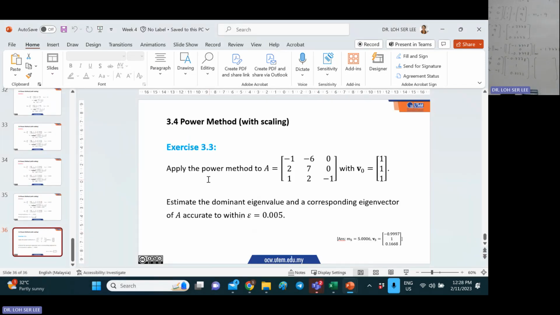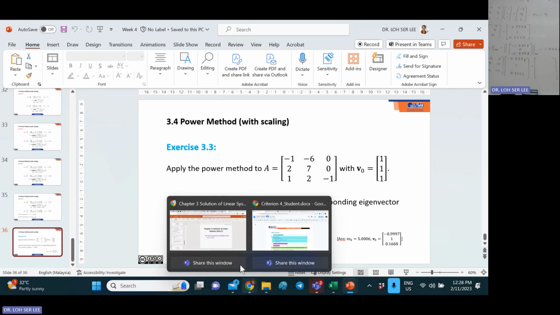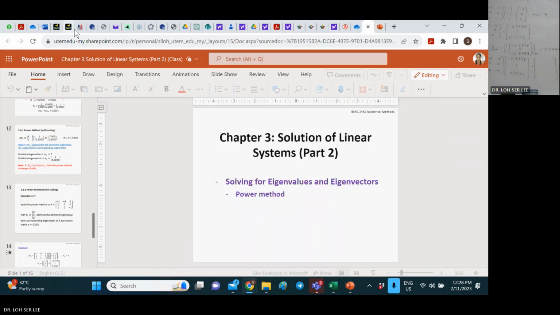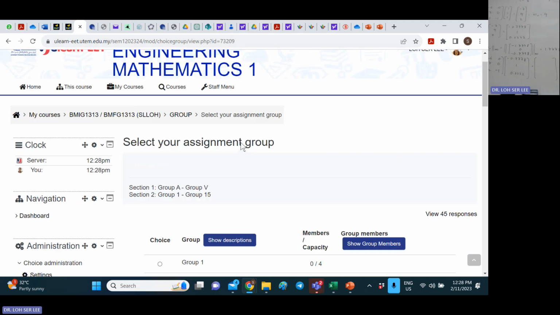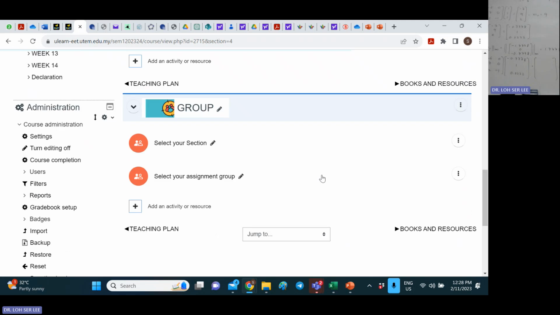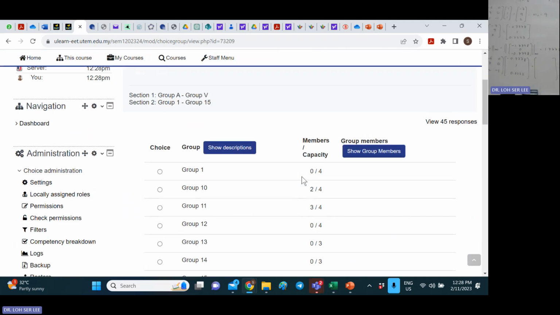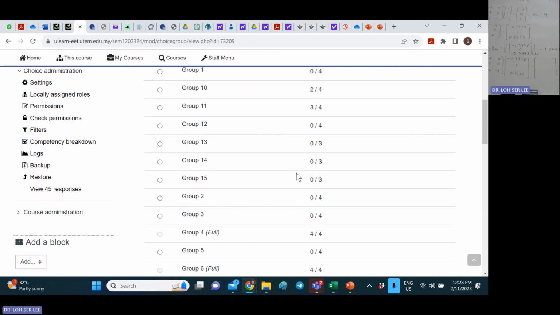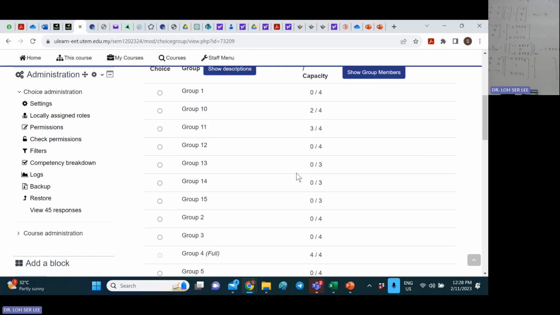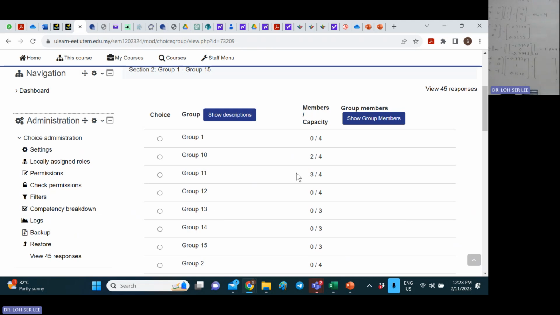Okay, so we have done the syllabus for week 4. Okay, so please select your groups for your section and also your assignment group. Okay, assignment group. Section 2, you choose from group 1 to group 13. Okay, you can start to decide. Okay, who are your group members?